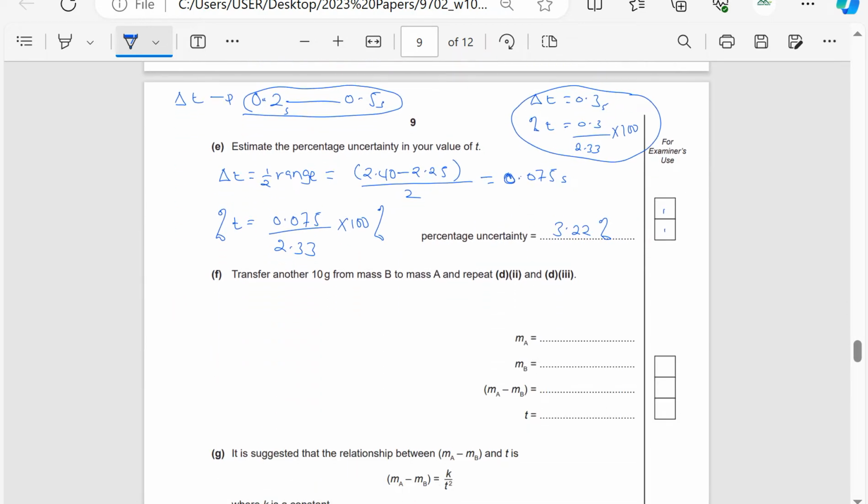Then transfer another 100 grams from B to A. So again, we have transferred another one from B to A. So A has now become 120 grams. Then B has reduced by another 10, so it becomes 80 grams. So when you subtract, I think that is 40 grams. Then she repeated find the value of T. So she had to do another table because she has to repeat a measurement.